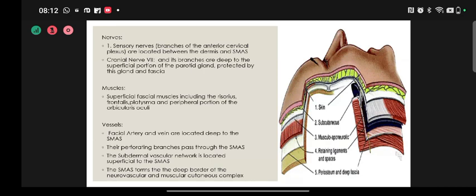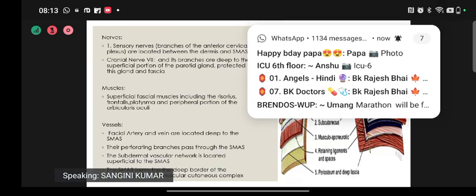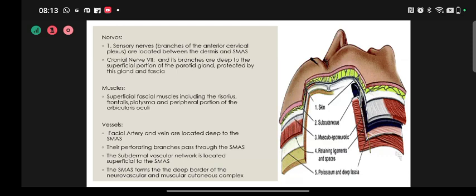Cranial nerve 7, that is the facial nerve. The branches of the facial nerve are usually deep to the parotid gland, and they're protected by the gland and the fascia. The muscles which are included in SMAS are the risorius, the frontalis, the platysma, and the peripheral portion of the orbicularis oculi. Vessels which supply are the facial artery and vein. The main arteries are located deep to SMAS, but perforating branches pass through the SMAS, and the subdermal vascular network is located superficial to the SMAS.